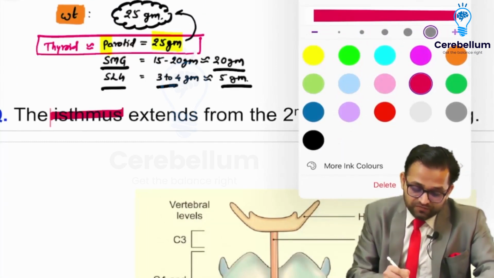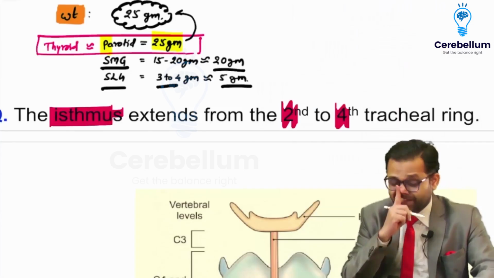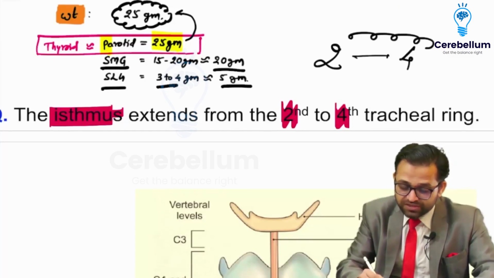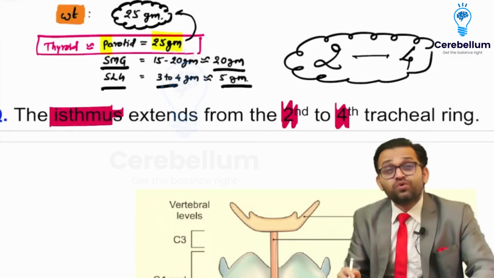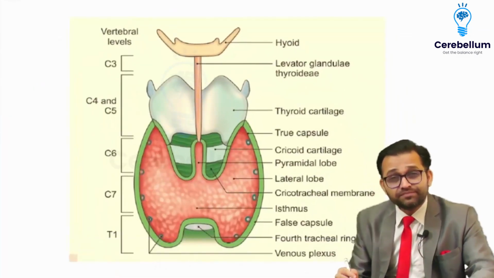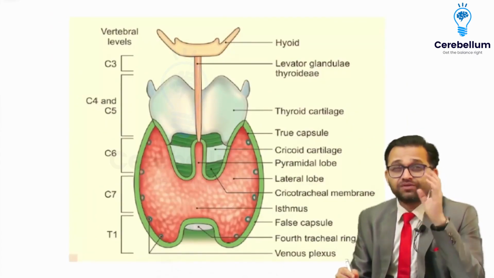The isthmus of the thyroid gland extends from the second to the fourth tracheal ring. So remember, second to fourth tracheal ring. One diagrammatic presentation for all this you can observe here. Can you see? Midline structure of the neck, in ENT you will learn one chapter.